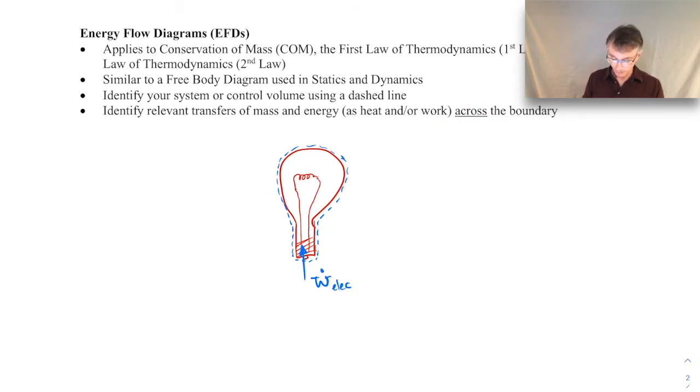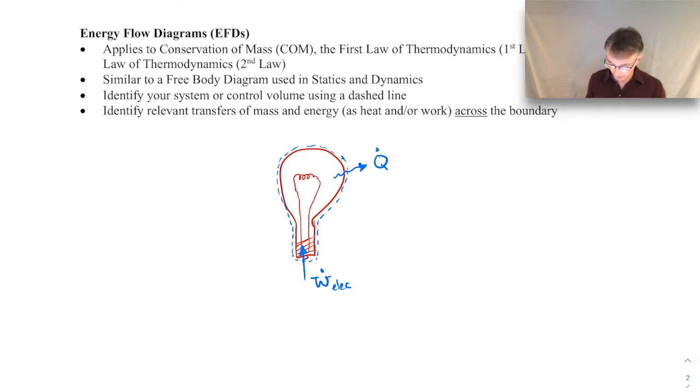Now, another form of energy transfer across the boundary would be the radiation coming from the bulb into the surroundings. So I'll indicate it like that. What this represents is, when the light bulb is turned on, it generates some light, some heat, right? And that goes off into the surroundings. And those are forms of essentially radiation or heat transfer out into the surroundings.